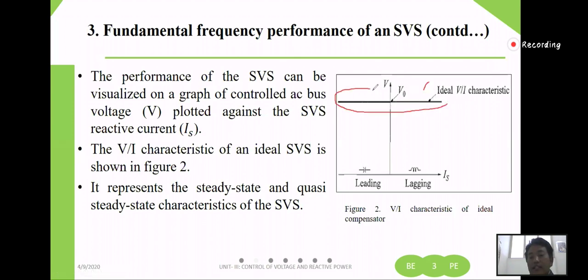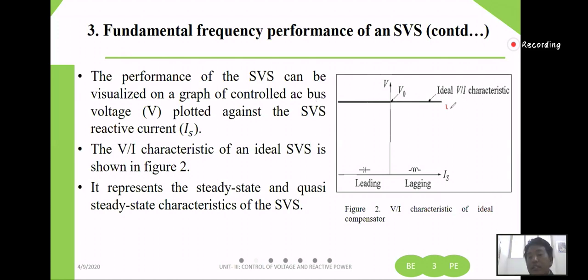This is ideal. In the capacitive region, current will be leading the voltage, whereas in the inductive region, current will be lagging the voltage. You can take the voltage as reference. See here, this is an ideal characteristic of the SVS system. You will have just one straight line, which means you will maintain a constant voltage.